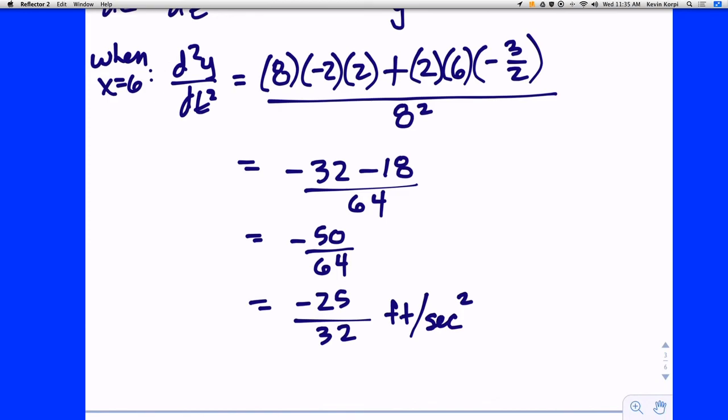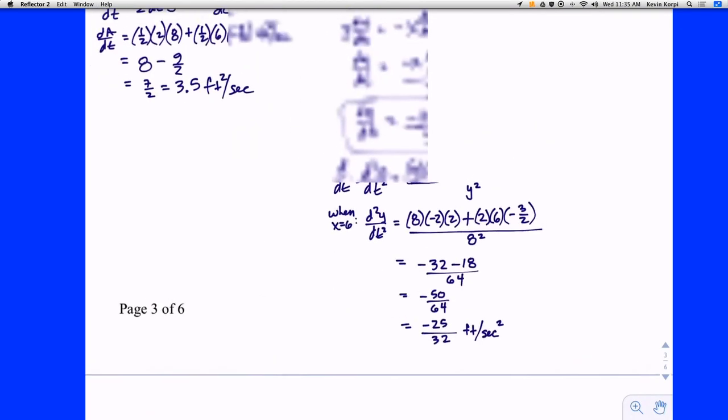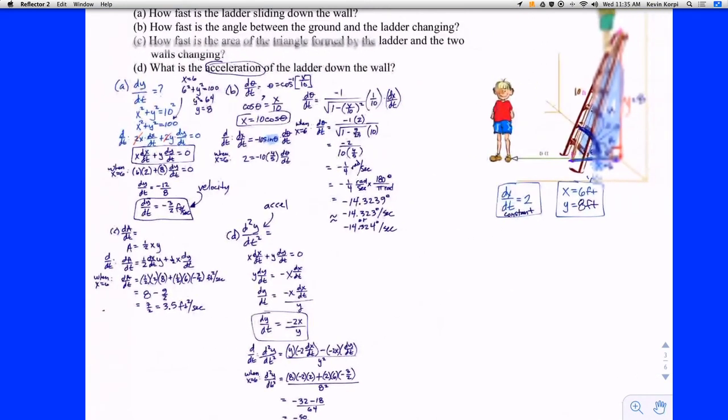So when the ladder is 6 feet from the base of the wall, it's sliding down the wall at 1.5 feet per second, but the acceleration is negative 25/32 feet per second squared. So that's how fast the velocity is decreasing. Okay, cool. That's an excellent problem because one simple little situation, it's basically one right triangle, but yet we can ask so many questions or discover so many things about what's happening at that instant, okay?